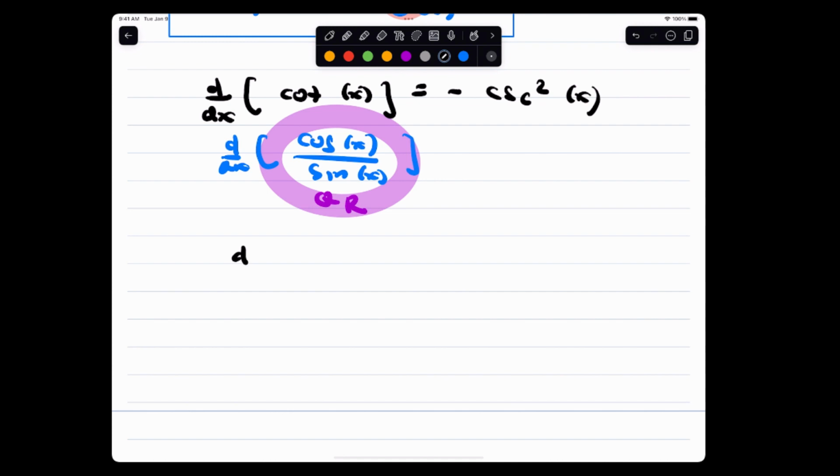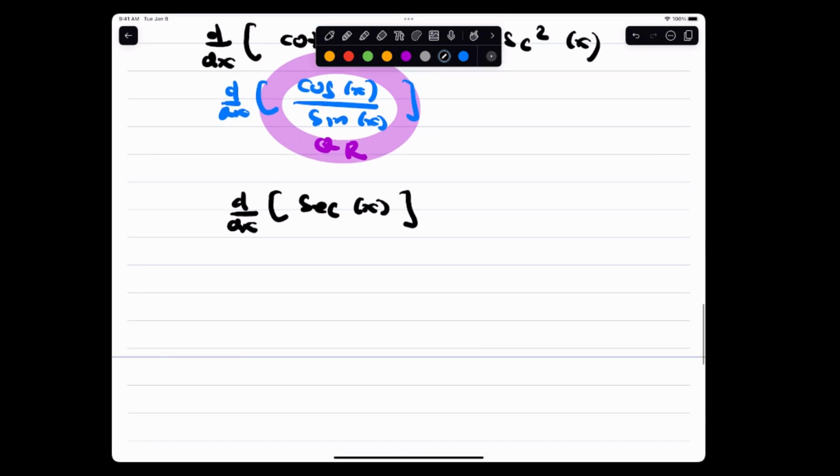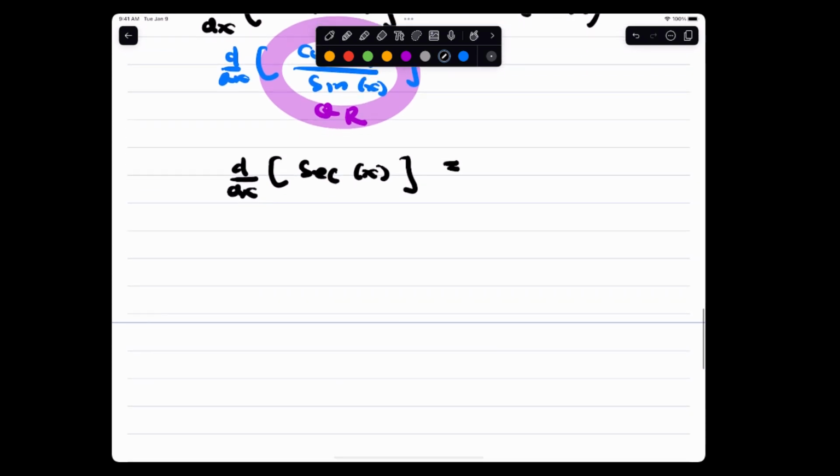So I have you guys try that one out, but I want to differentiate secant for you guys. Do you guys know what the derivative of secant is? Well, let's pretend: secant times tan. It is secant tangent.